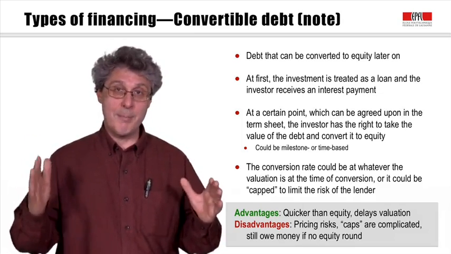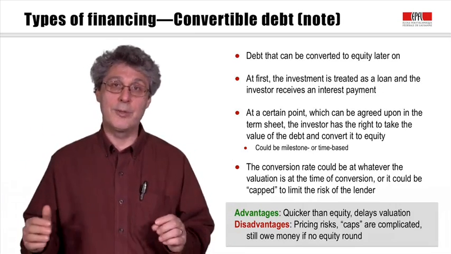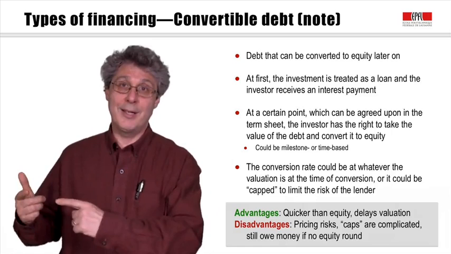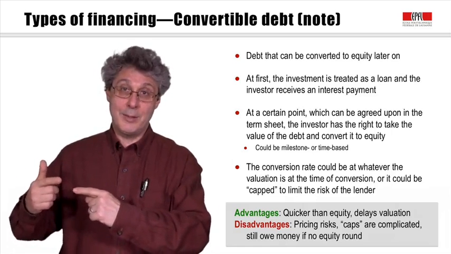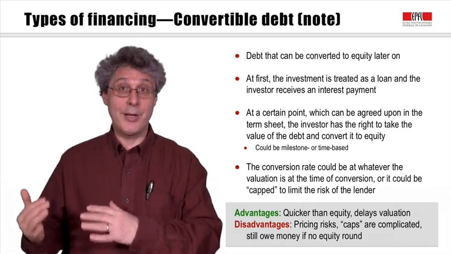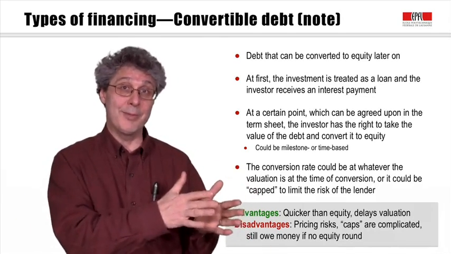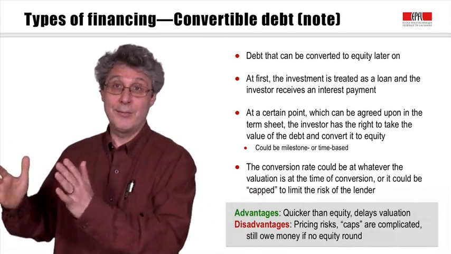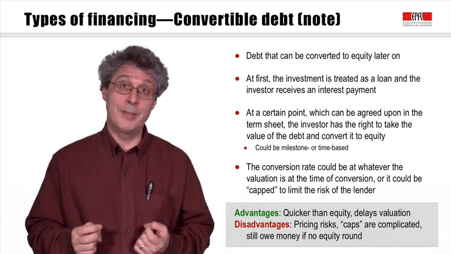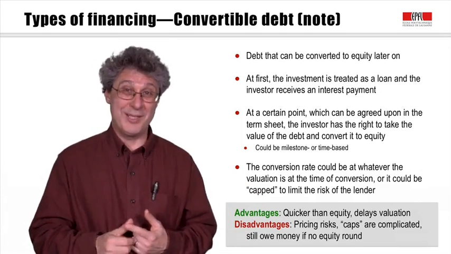Or it could be a time-based thing like after 1 year or 3 years. If there is an equity round that creates a valuation of the company, then we can convert the amount that was invested in debt and convert it into a partial ownership of the company. Now, what's the conversion rate?